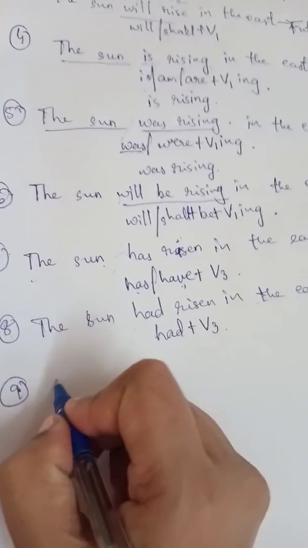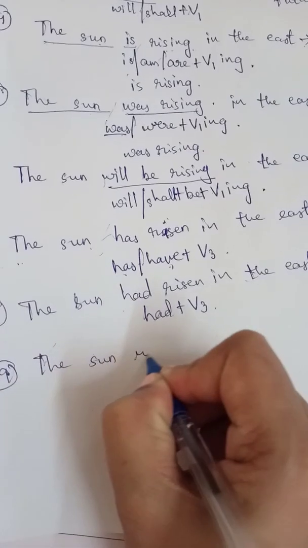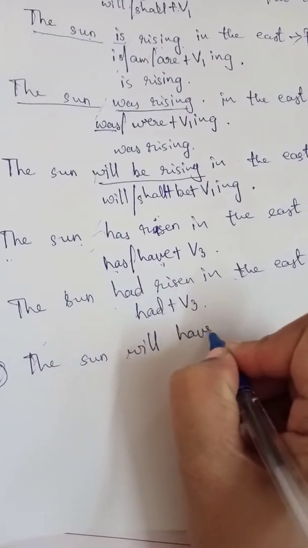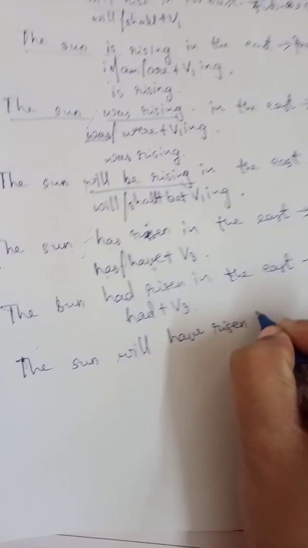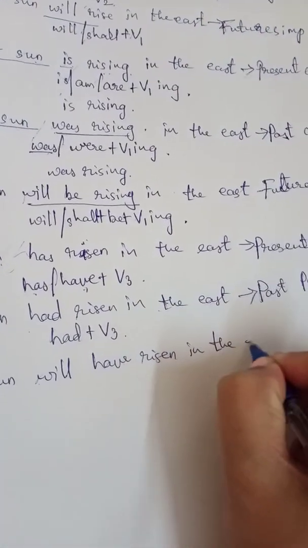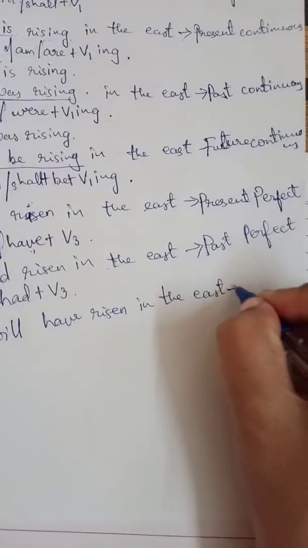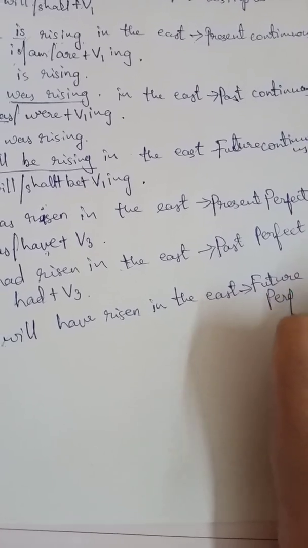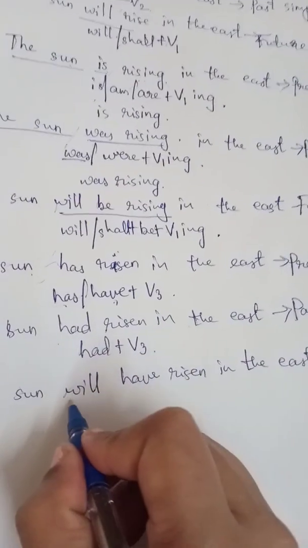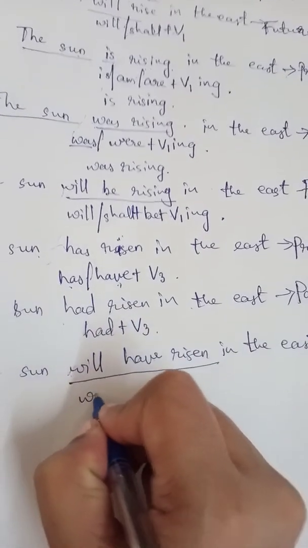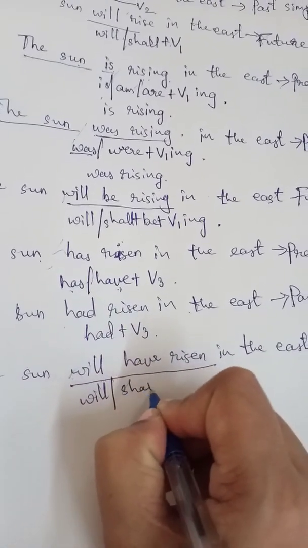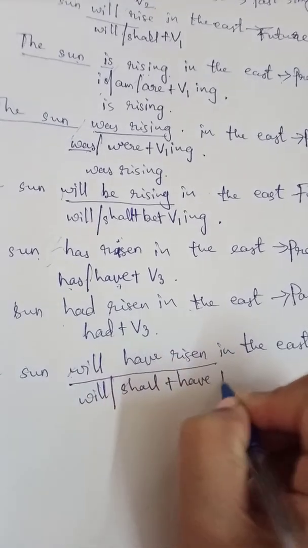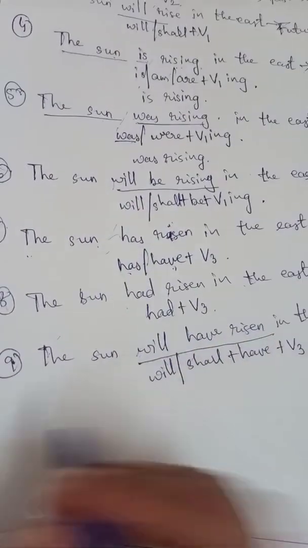So next we'll see about the future perfect. The sun will have risen in the east. So here it is future perfect. Future perfect. The sun will have risen. Will or shall plus have plus V3. It is the future perfect form of the verb.